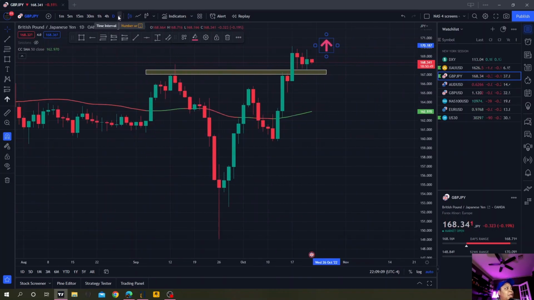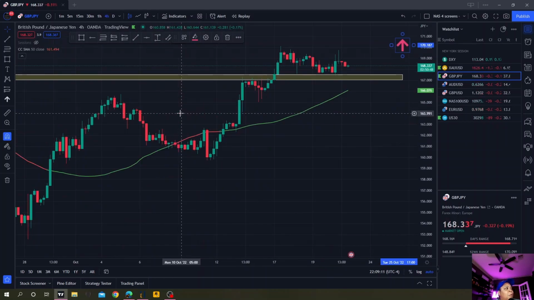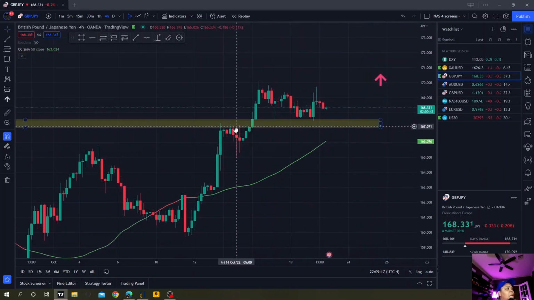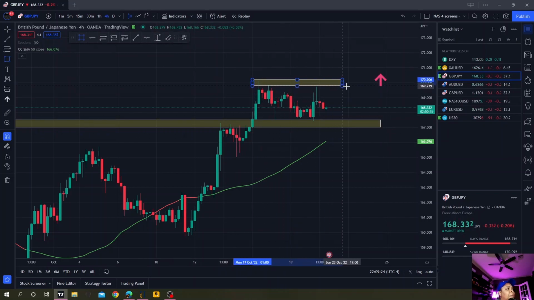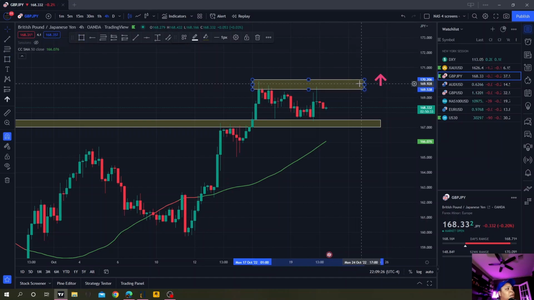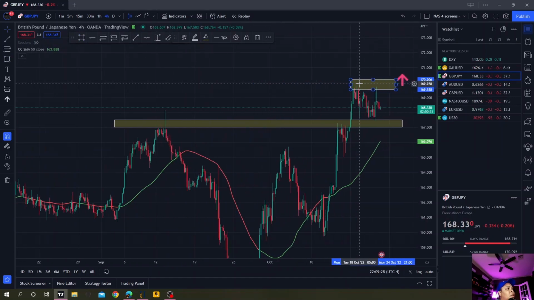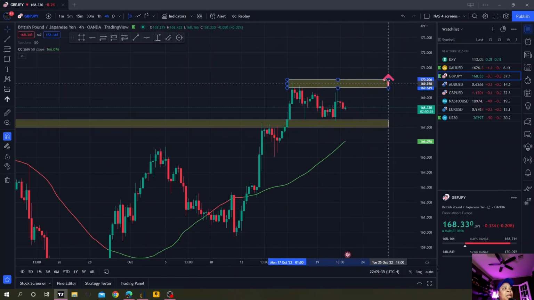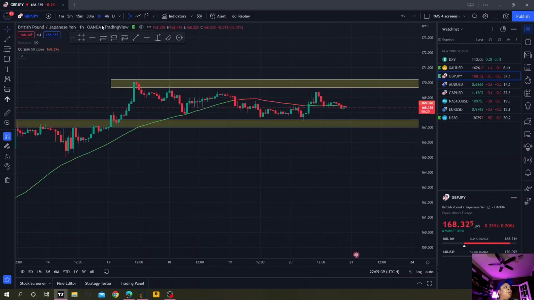So what I'm going to do is drop down to my 4-hour. We have support here, and resistance over here. I'm going to mark up the resistance at the top of here, just so we know where it could potentially go. I don't like to make my zones that big, but you know how that goes. And then I'll go down to my 1 hour.